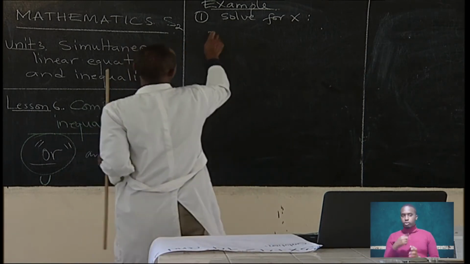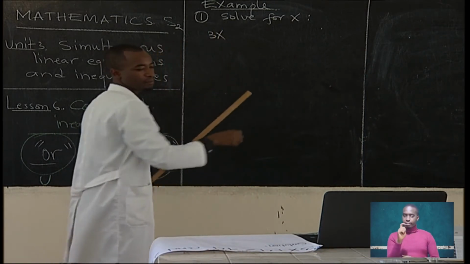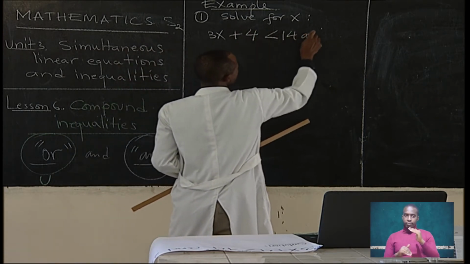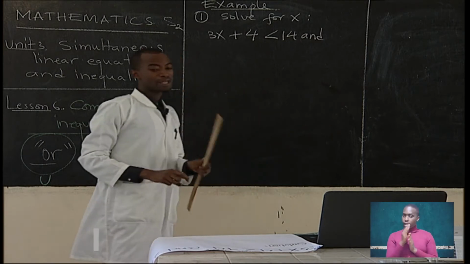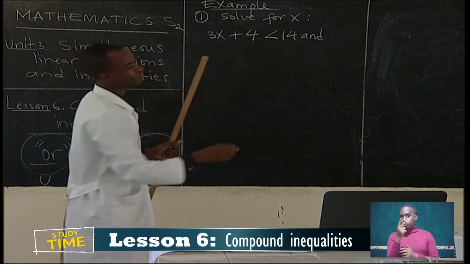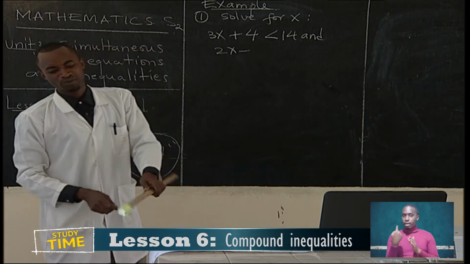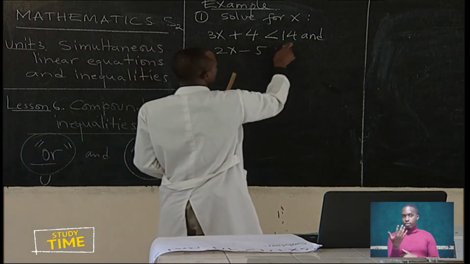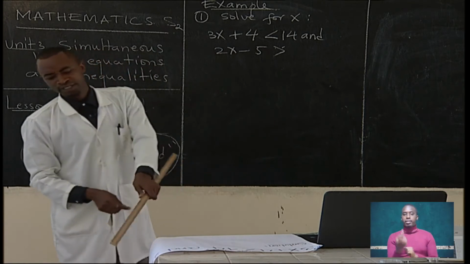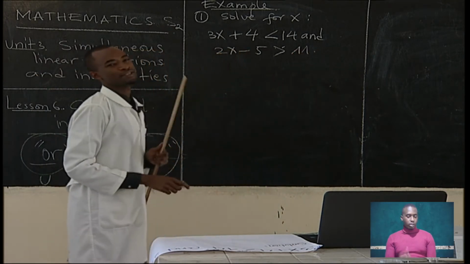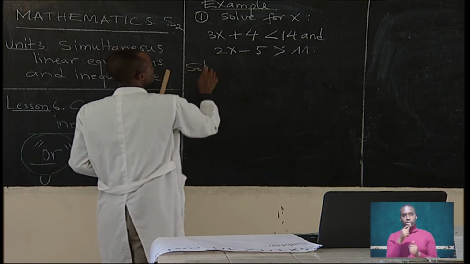We have 3x plus 4 less than 14, and 2x minus 5 was greater than 11. We are going to solve this together. Solution.